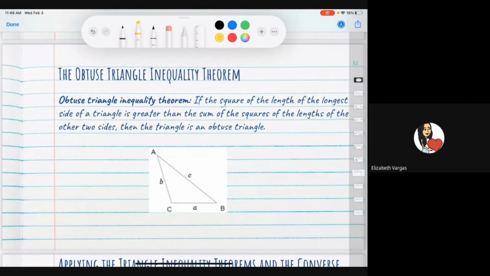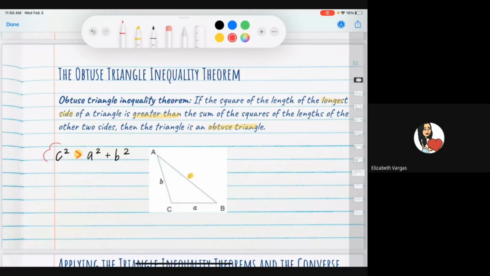Now let's see what this means for the obtuse triangle. The obtuse triangle inequality theorem states that if the square of the length of the longest side, so C is my longest side, is greater than the sum of the squares of the lengths of my other two sides, then that triangle is an obtuse triangle. So this says if the square of my longest side, and C is always my longest side, that's what we looked at, is greater than the sum of the squares of my other two sides, well then that triangle must be obtuse.